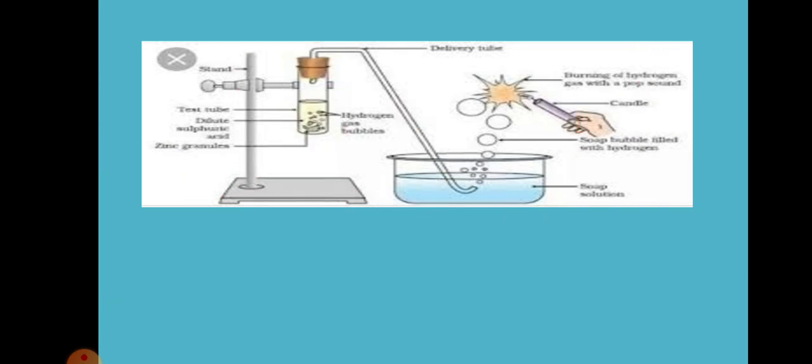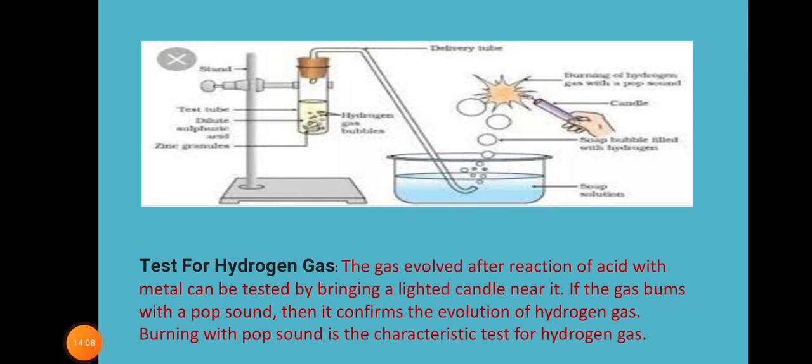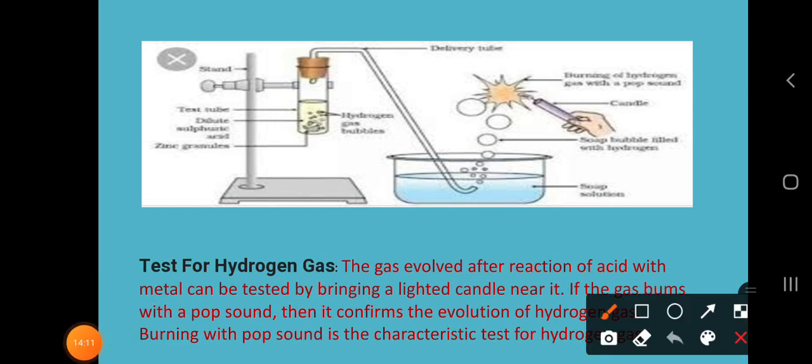Okay, so now how are you going to write this concept? The question can be asked as test for hydrogen gas, or you can say show the activity to show the hydrogen gas when acid is reacting with the metal. The gas evolved after reaction of acid with the metal can be tested by bringing a lighted candle near it. Candle also you can take, burner also you can take.